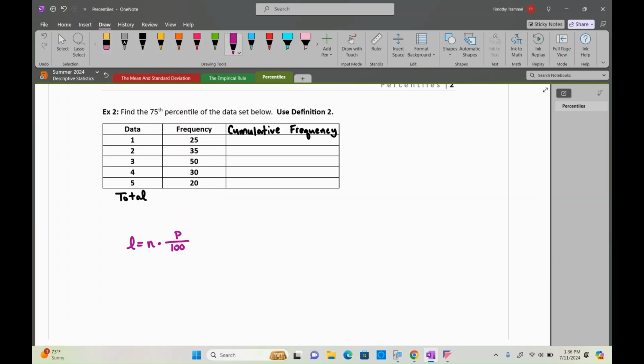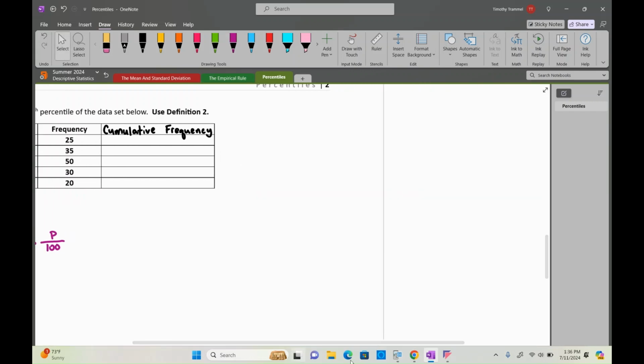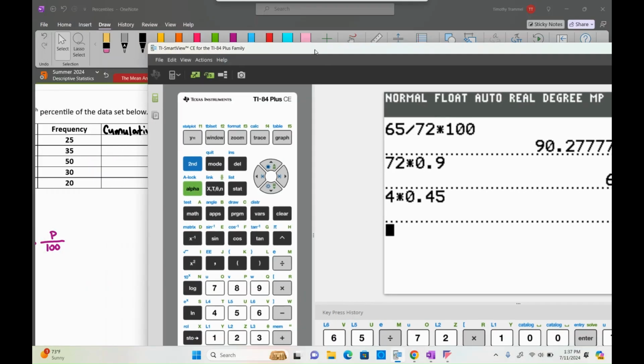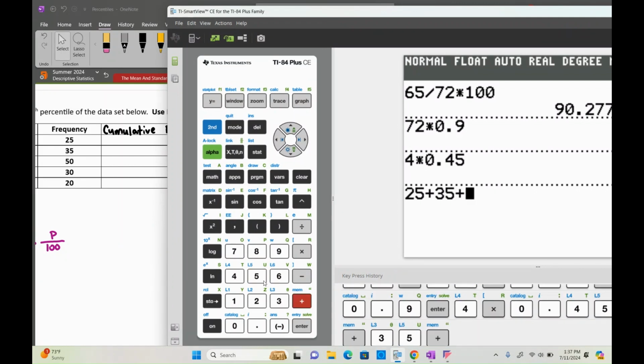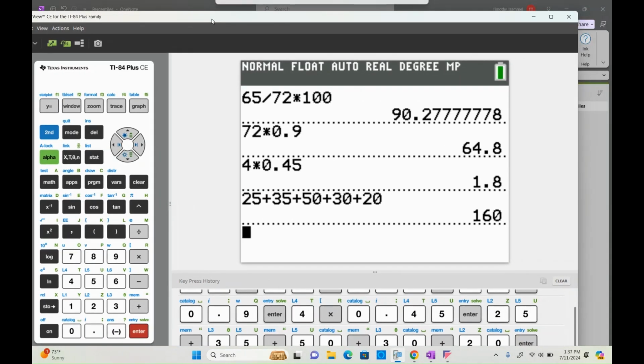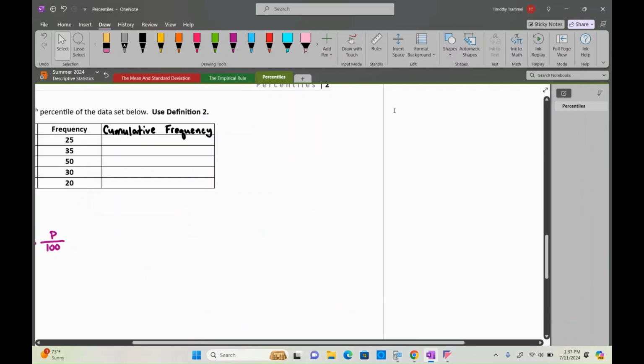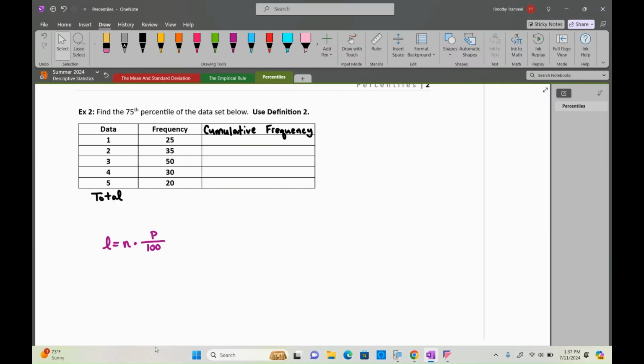So there's a lot of data in here. So let's grab our calculator and we'll total those up. I'm going to just scoot this over so you can see it as I type it in. So what do we have here? 25 plus 35 plus 50 plus 30 plus 20. And let me just double check what I've typed in here. All right, and that looks good. Let's hit enter, and I'll scoot the calculator over. We're getting 160. Okay. So 160.